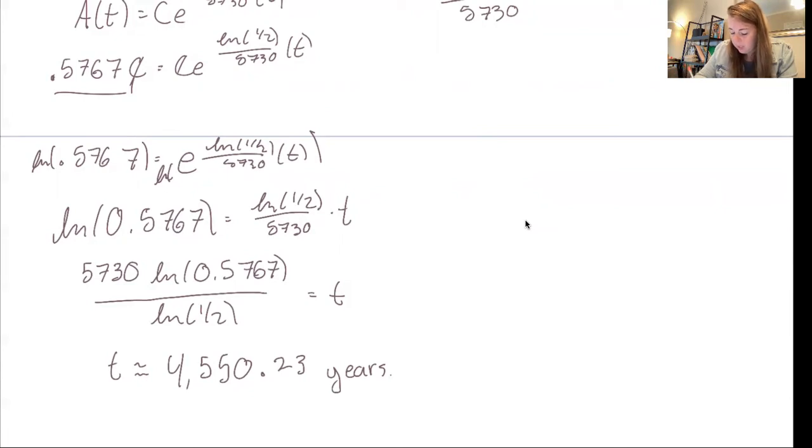This is one of my favorite problems. I think it's really cool because you have to solve for two different things, but you don't need to know the initial condition. Okay, so that's it for chapter 4.